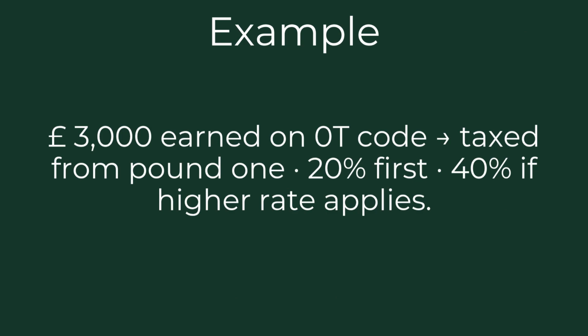If you earn £3,000 in your first month at a new job, and your code is 0T, all £3,000 is subject to income tax from pound 1. The basic rate of 20% applies first. If your annualized earnings push into the higher rate band, 40% applies to that portion too.